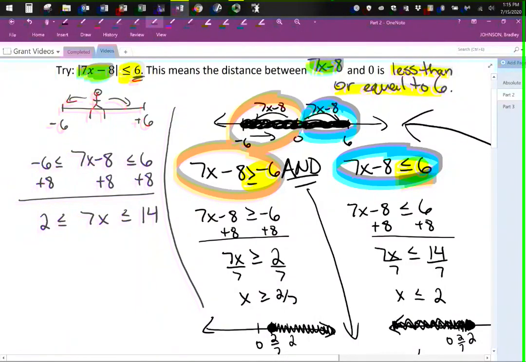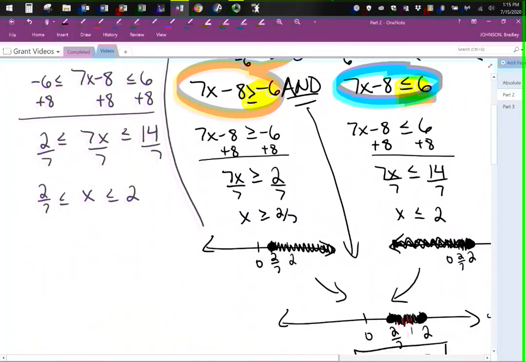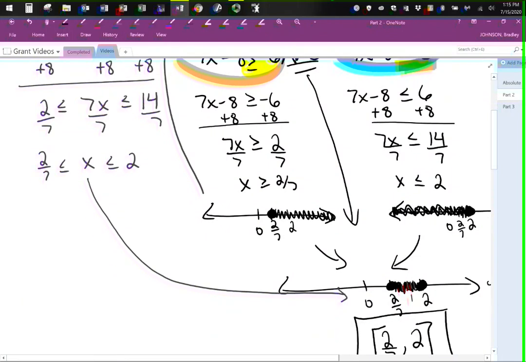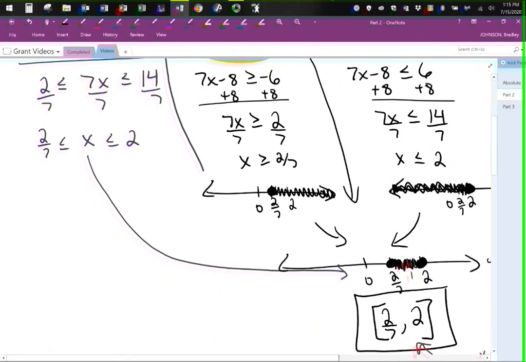And you see how it mimics what we did by splitting them up separately. And then here, I could divide everything by 7, divide everything by 7, and you get 2/7 less than or equal to x, less than or equal to 2. Now, doesn't this exactly represent our shading here? Well, it sure does. And in interval notation, you have it also written here. So it definitely matches up. It definitely works out very nicely.